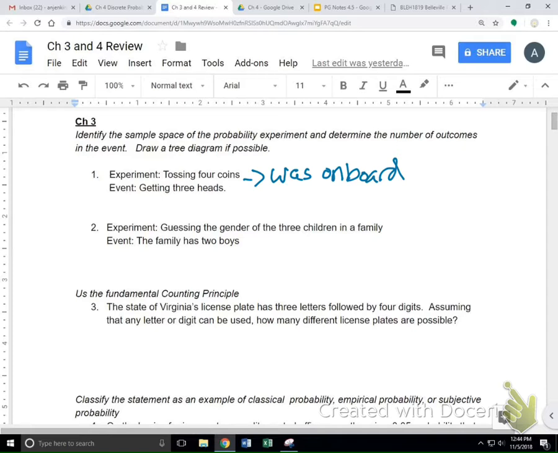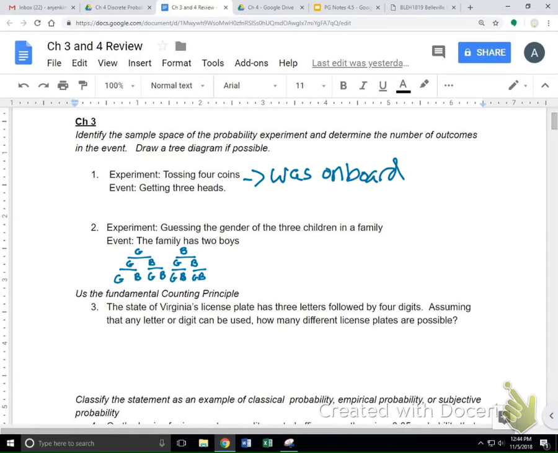Problem number 2: the experiment is guessing the gender of the 3 children in the family, and the event is that the family has 2 boys. The first part is creating the tree diagram. The family either has a girl or a boy as their first child. Their second child is either a girl or a boy, and the third child can either be a girl or a boy.